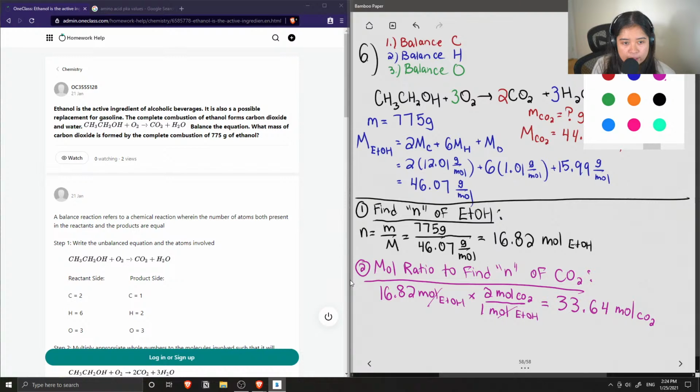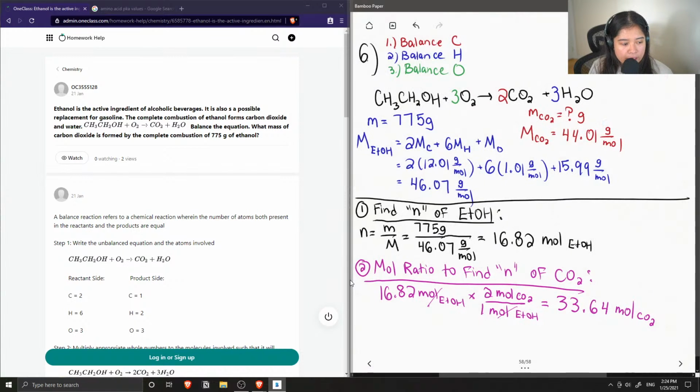So finally, we can now do step 3, which is to find the mass of CO2.